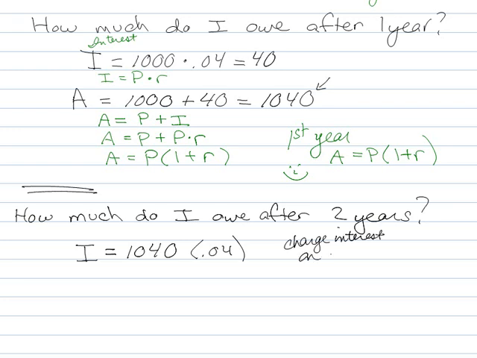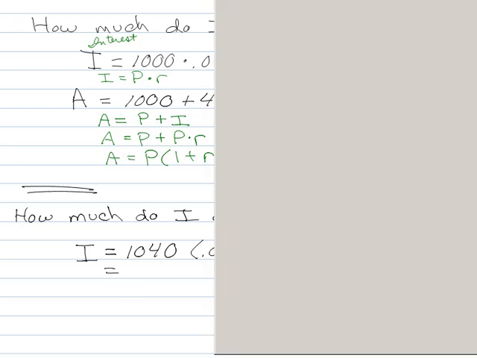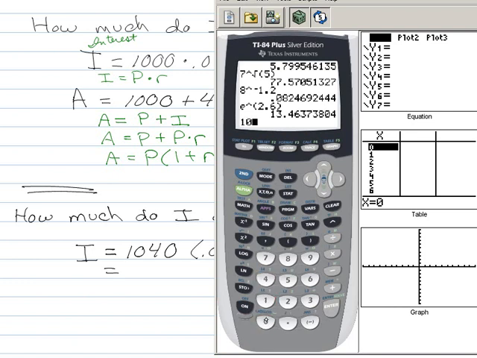And that's why putting your money in a CD or something like that pays off so well, because you're earning interest on your money, and then you're earning interest on that interest, and interest on that interest. That's how you end up making a ton of money. Charge interest on the interest. So my new interest is 1040 times 0.04.